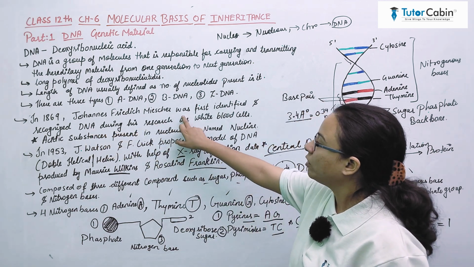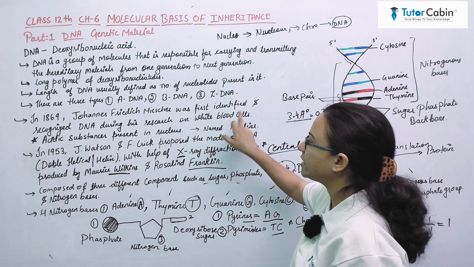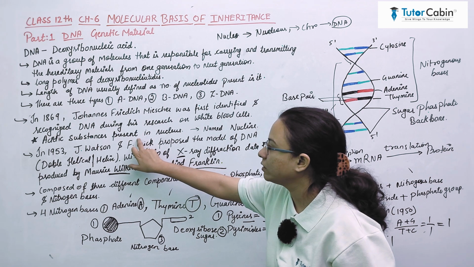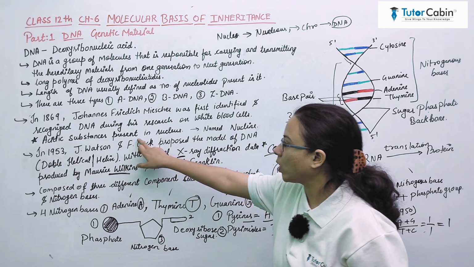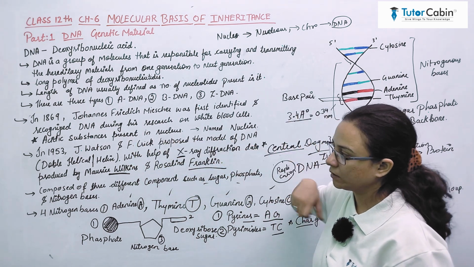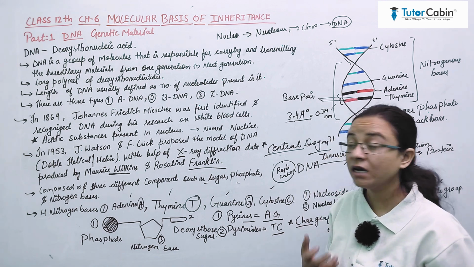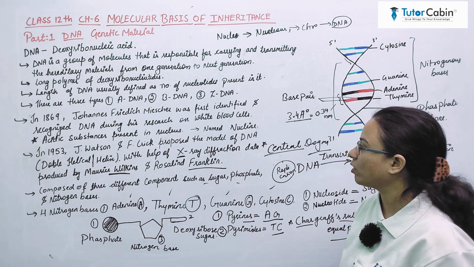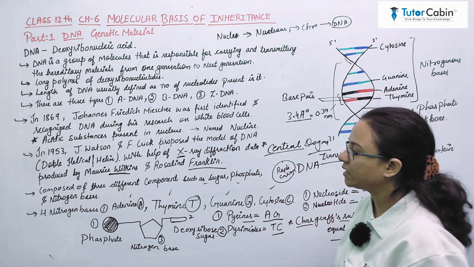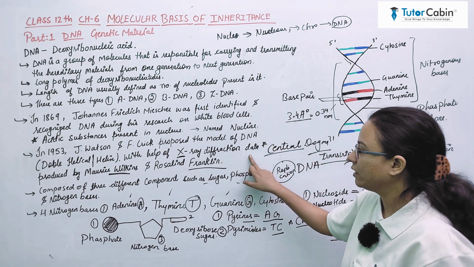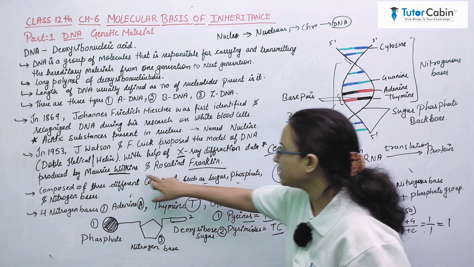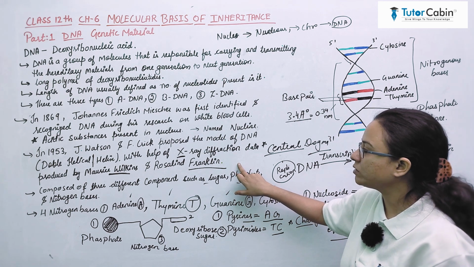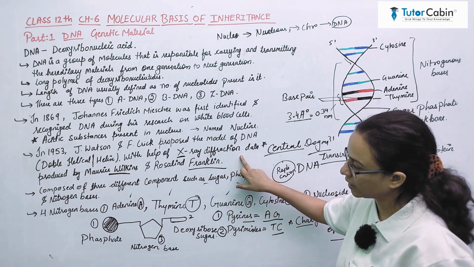In 1869, Miescher first identified and recognized DNA during his research, and called it nuclein, the acidic substance present in the nucleus. In 1953, Watson and Crick proposed the model of DNA, the double helical structure, with the help of X-ray diffraction. Wilkins and Franklin produced the X-ray diffraction data.